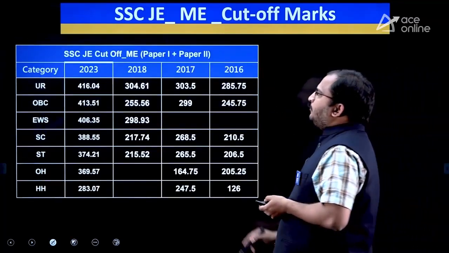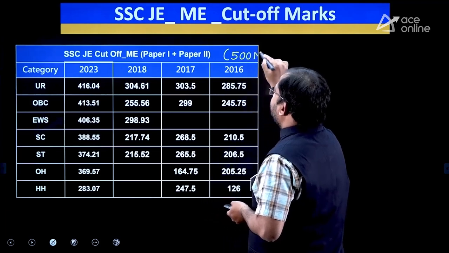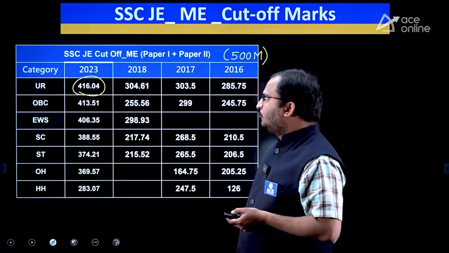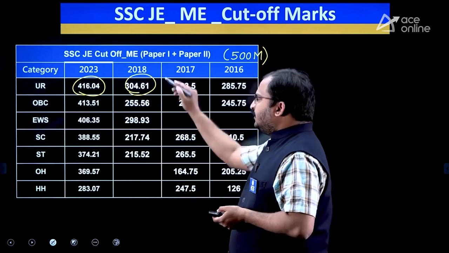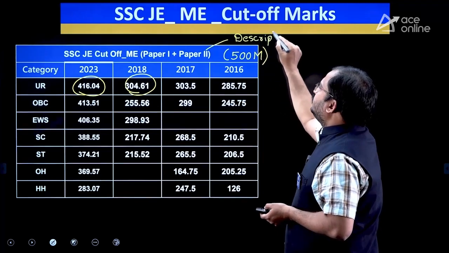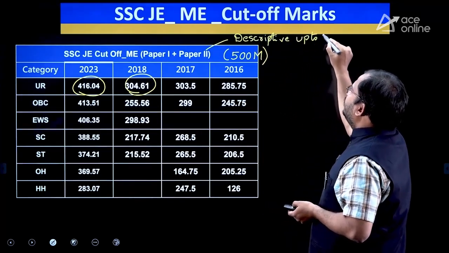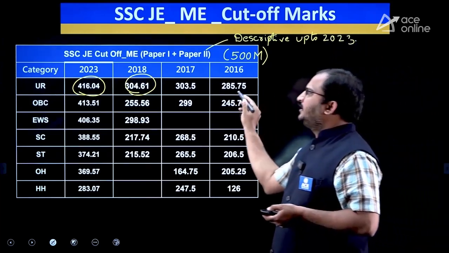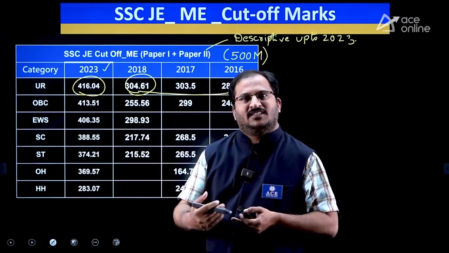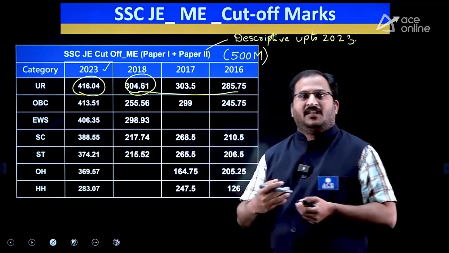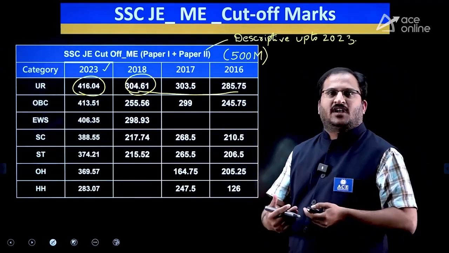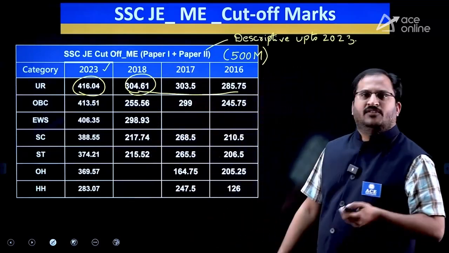Then coming to paper 1 and paper 2 together, out of 500 marks, in 2023 the cutoff was 416.04 and in 2018 it is 304.61. As I said earlier, paper 2 was descriptive up to 2023. So that's why the cutoff is a little less here. But from 2023, as paper 2 has become an objective type paper, the cutoff has increased because students are preparing very well for the examination. That is the reason the cutoff has also increased. Okay, 2024 result is yet to come, the final result. That's why we were not able to give the 2024 cutoff.